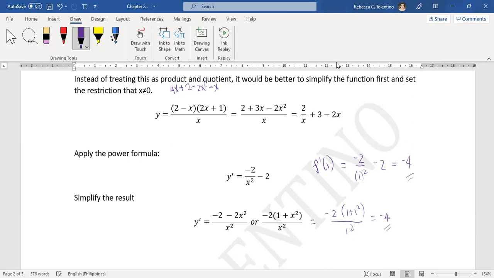So when there is a specific value, you don't have to simplify. Once you have differentiated it, you can immediately substitute the value of x. Okay, so that's it.